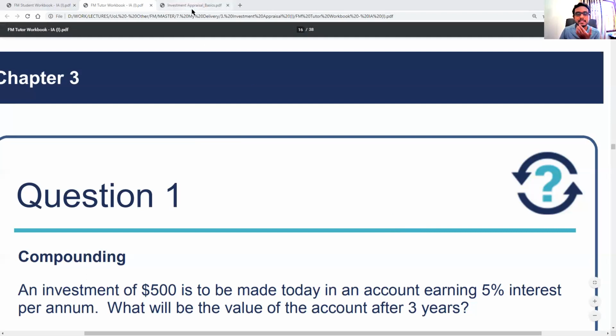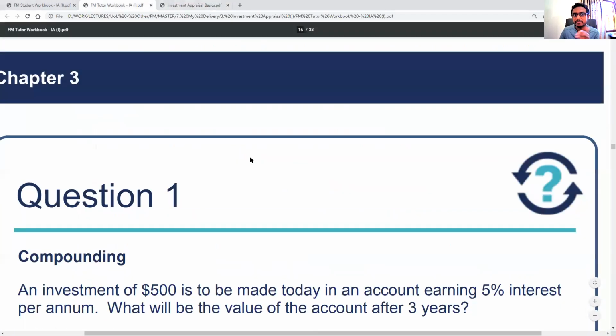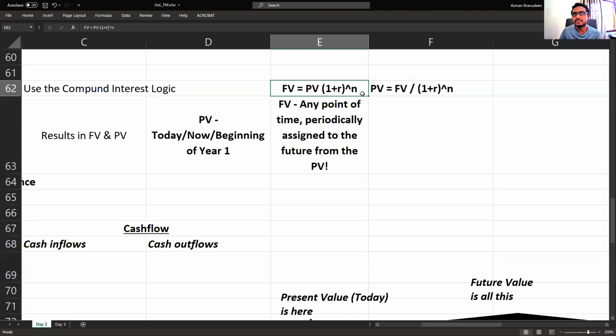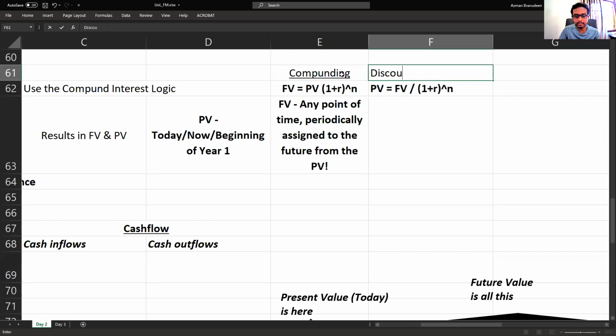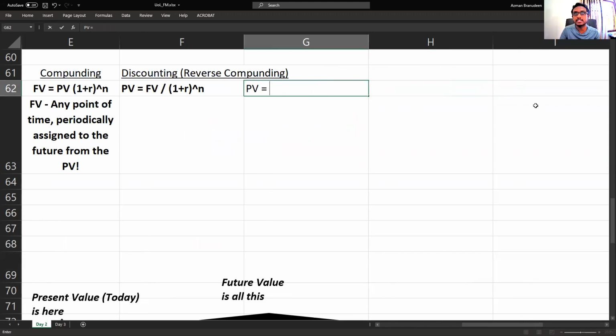So the present value table, the equation works in a very different sense, right? It's the reverse of compounding. Compounding is this: present value into 1 plus r to the power n. So if you make the present value the subject, this is discounting. So this is compounding, and this is discounting. That is reverse compounding. And so what we do is we keep on changing this to say present value is equal to future value into.